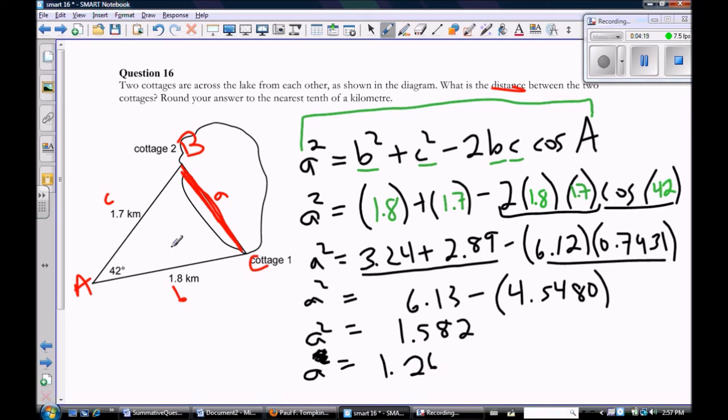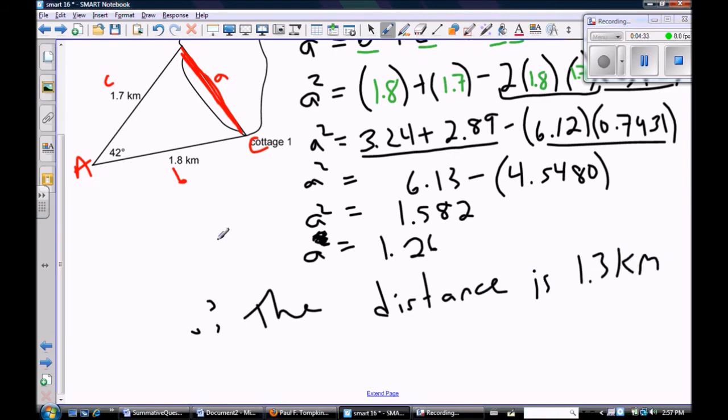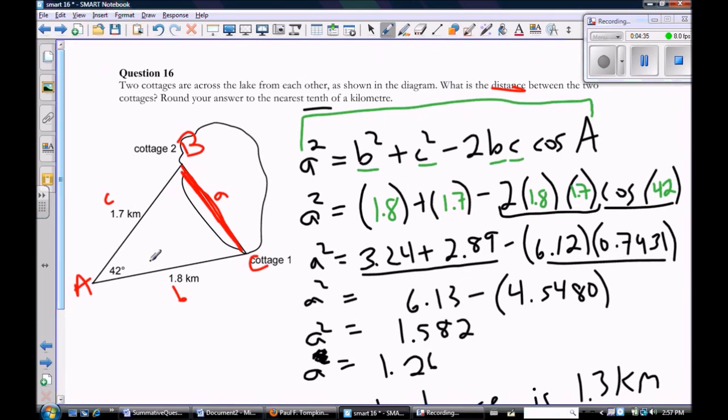And it said to the nearest tenth of a kilometer. So I would say, therefore, the distance between cottage 1 and cottage 2 is 1.3 kilometers. And when I look at my diagram, that certainly seems like a reasonable answer.